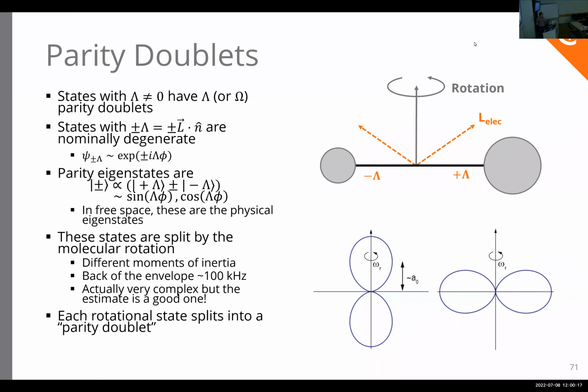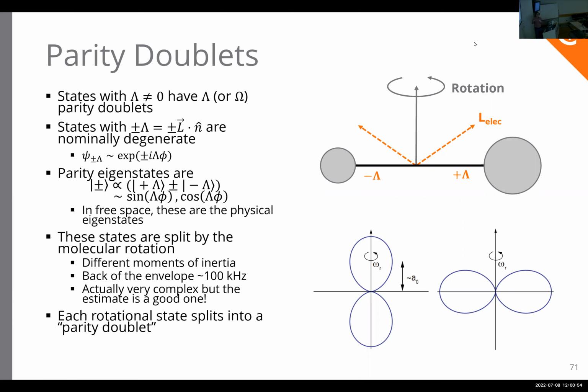You can make a back of the envelope estimate because you don't know exactly how big the wave function is, but it's about a Bohr radius. Everything is about a Bohr radius in atoms and molecules. You know the rotation frequency. You can just make a classical estimate of what's the energy difference between these, and you'd estimate that it's about 100 kilohertz or so, which is actually very, very close to the right answer. For some molecules, for other molecules, that estimate's way off. But for THO, for example, it's within a factor of 2 of this or something. It's very, very close.